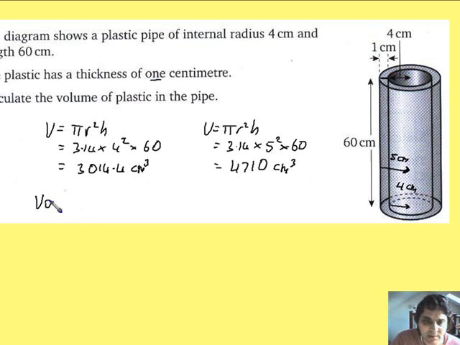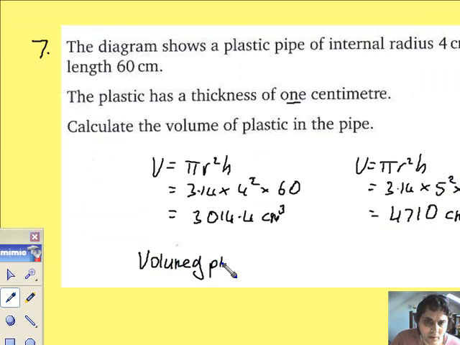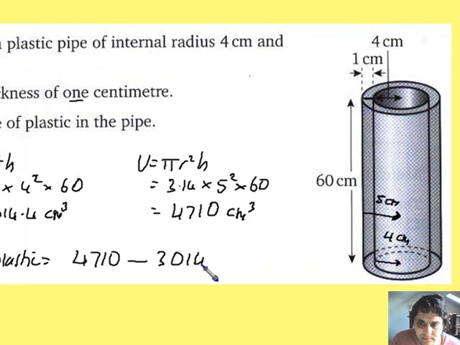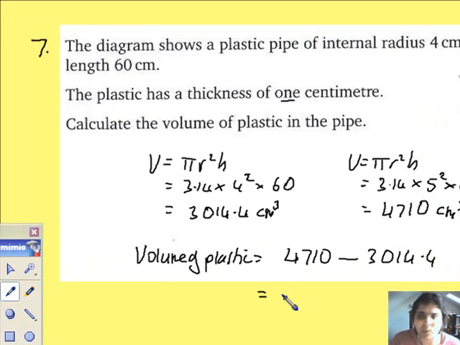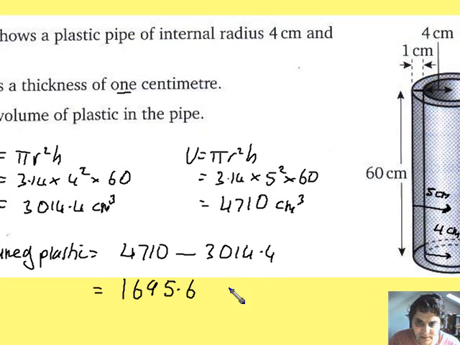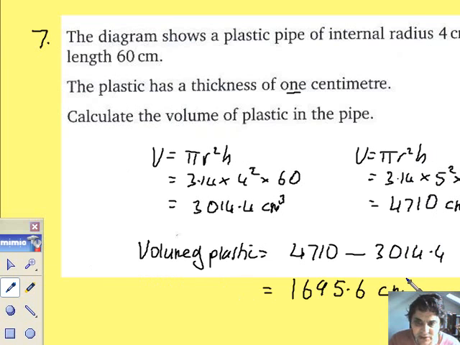Now I'm going to subtract them. So the volume of plastic is going to be the volume of the whole thing as if it was solid, take away the empty space, and that will give me the chunky plastic around here of thickness 1 centimeter. So I've got 4710 take away 3014.4. That gives me a volume of 1695.6, and it's in centimeters cubed, and that's what I make it, and I'm sticking to it.